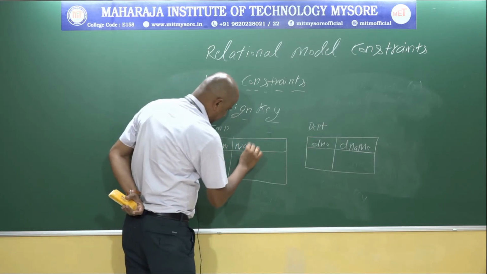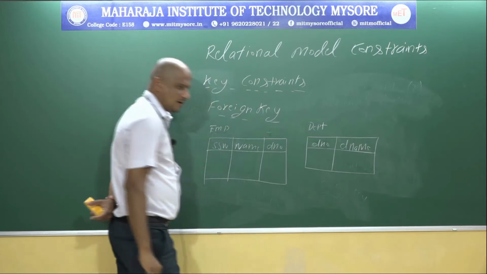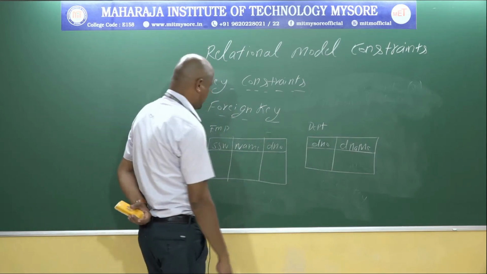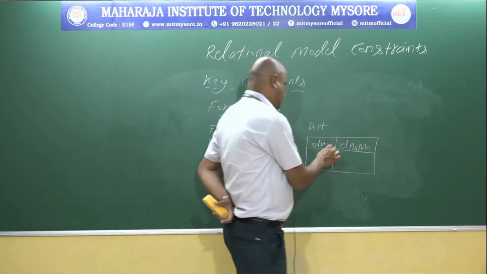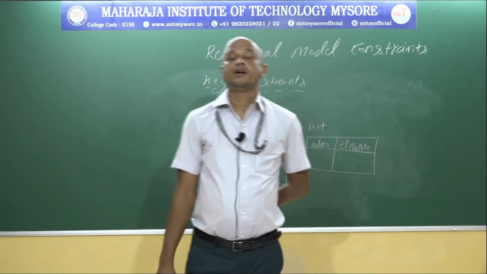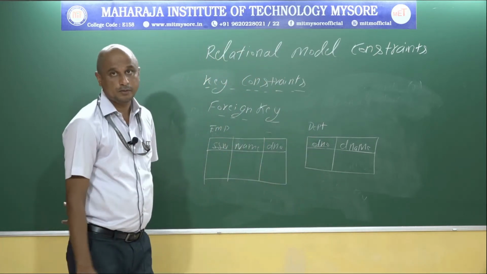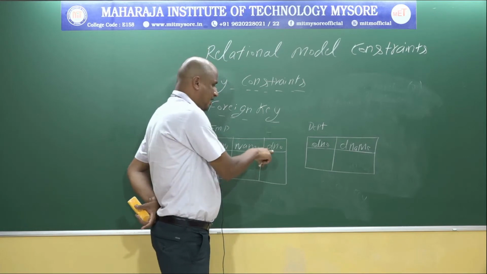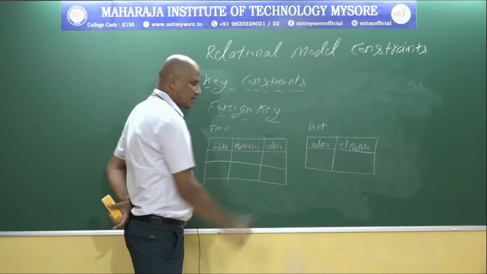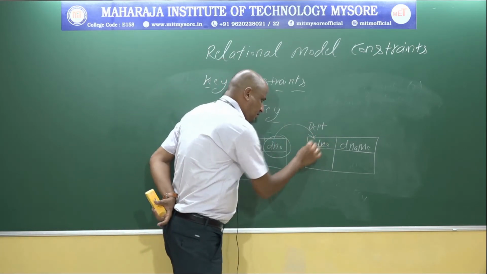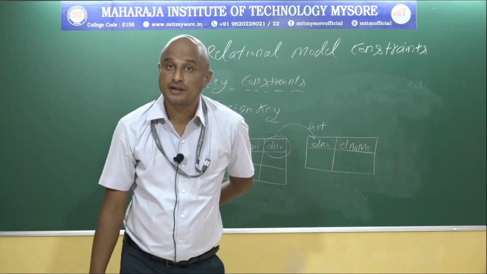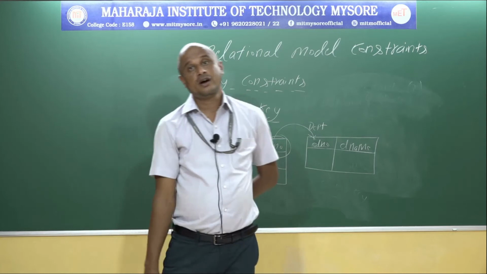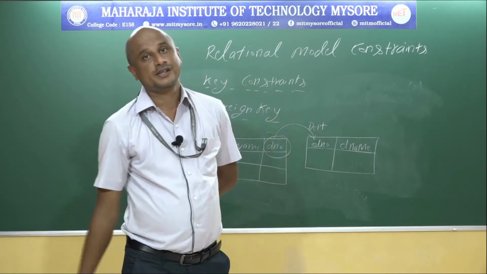So the employee has a key called SSN, and the department has a key called department number. My job is to define the foreign key. The employee table in a relational database contains SSN, name and D number. This D number refers to the primary key, department number, of the department table.